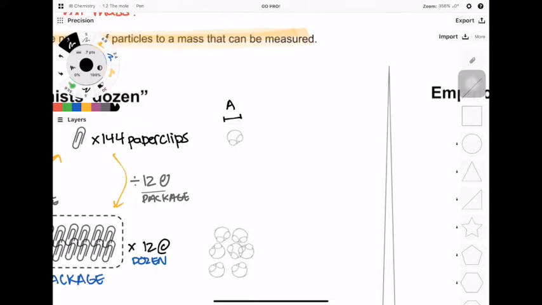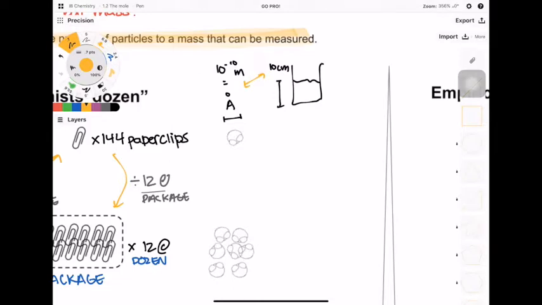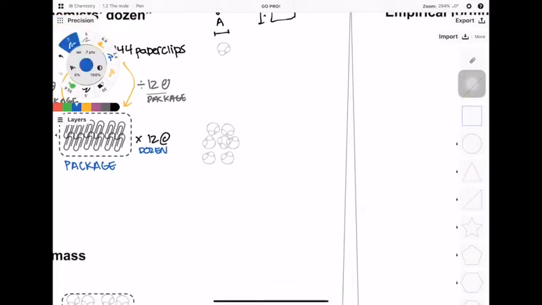Taking a look at atoms, we can do the same thing. Remember, diameters of atoms are measured in angstroms, which are 10 to the negative 10 meters. And if the average height of a beaker is 10 centimeters of water, you can imagine that converting between 10 to the negative 2 and 10 to the negative 10 meters can be tricky. So chemists do exactly the same thing that we did with the paper clips. They package their atoms together, but this time in packages of 6 times 10 to the 23. So 6 times 10 to the 23 atoms in one package, and we call that a mole. Just like a dozen is 12, a mole is 6 times 10 to the 23.